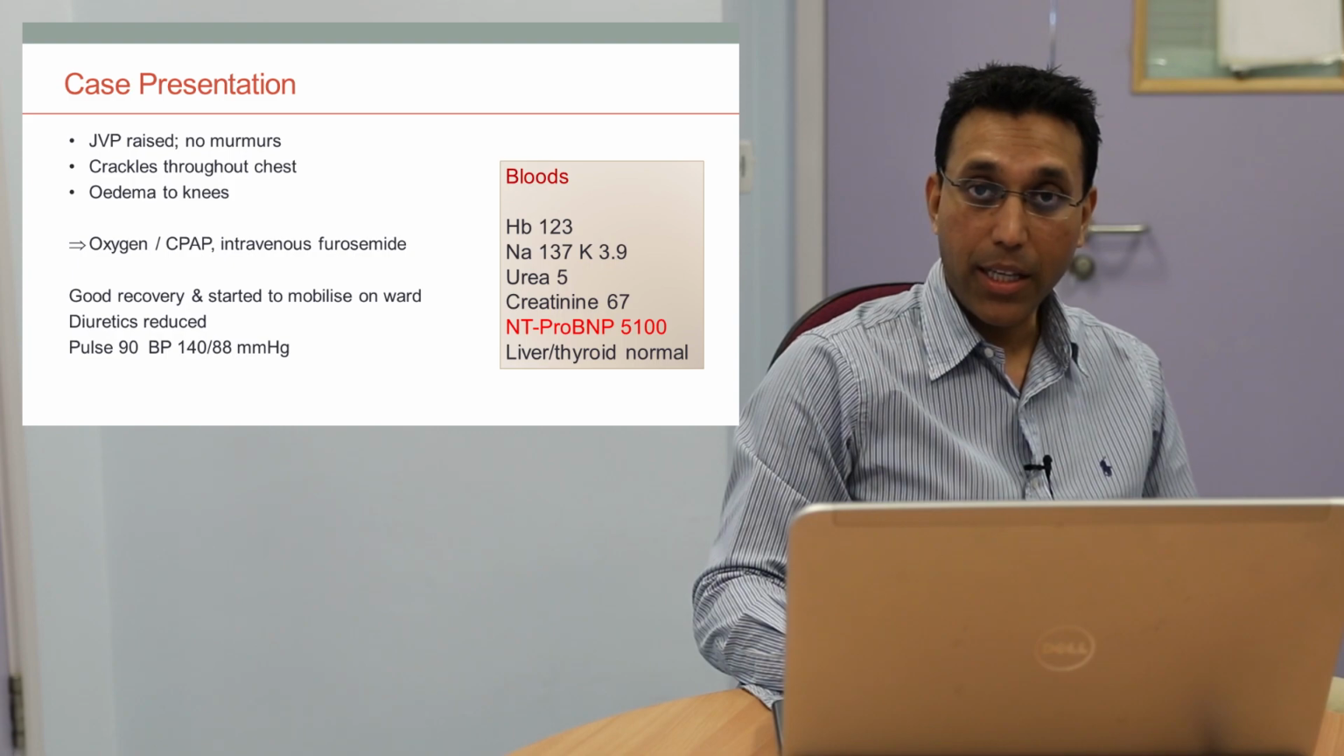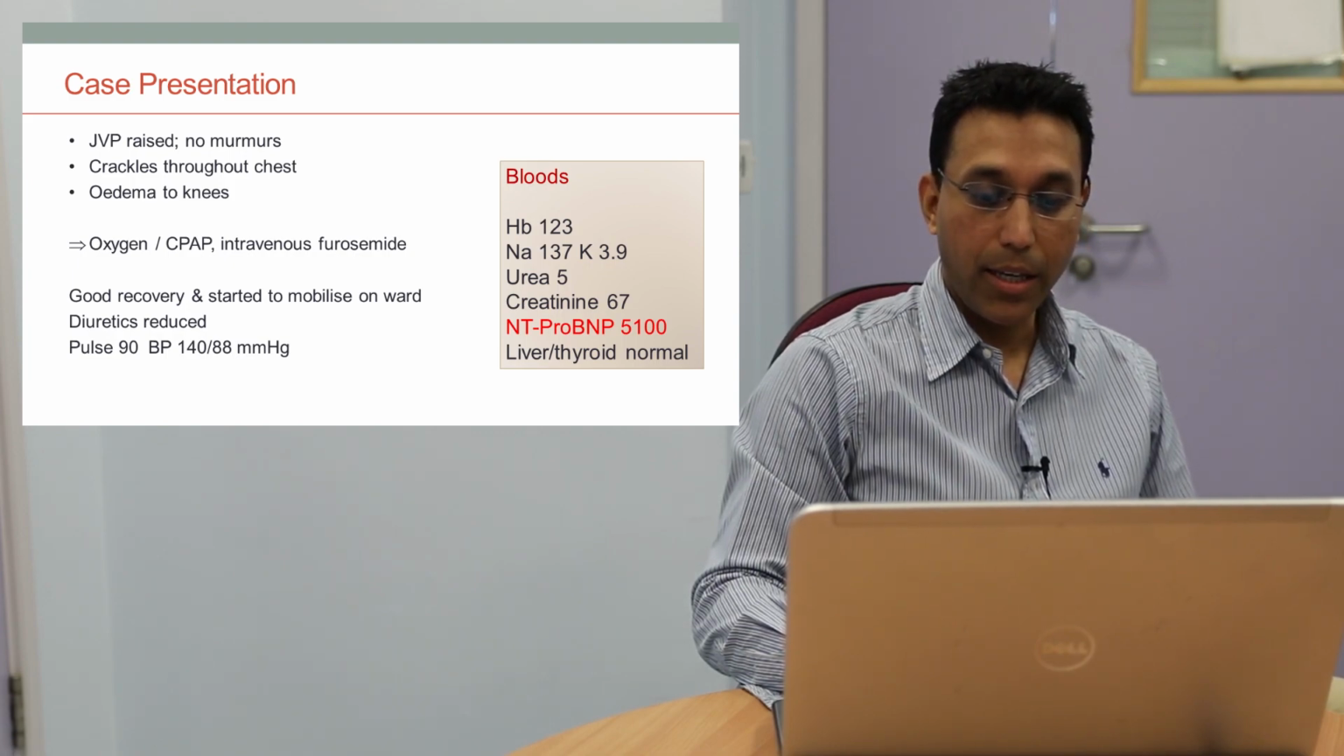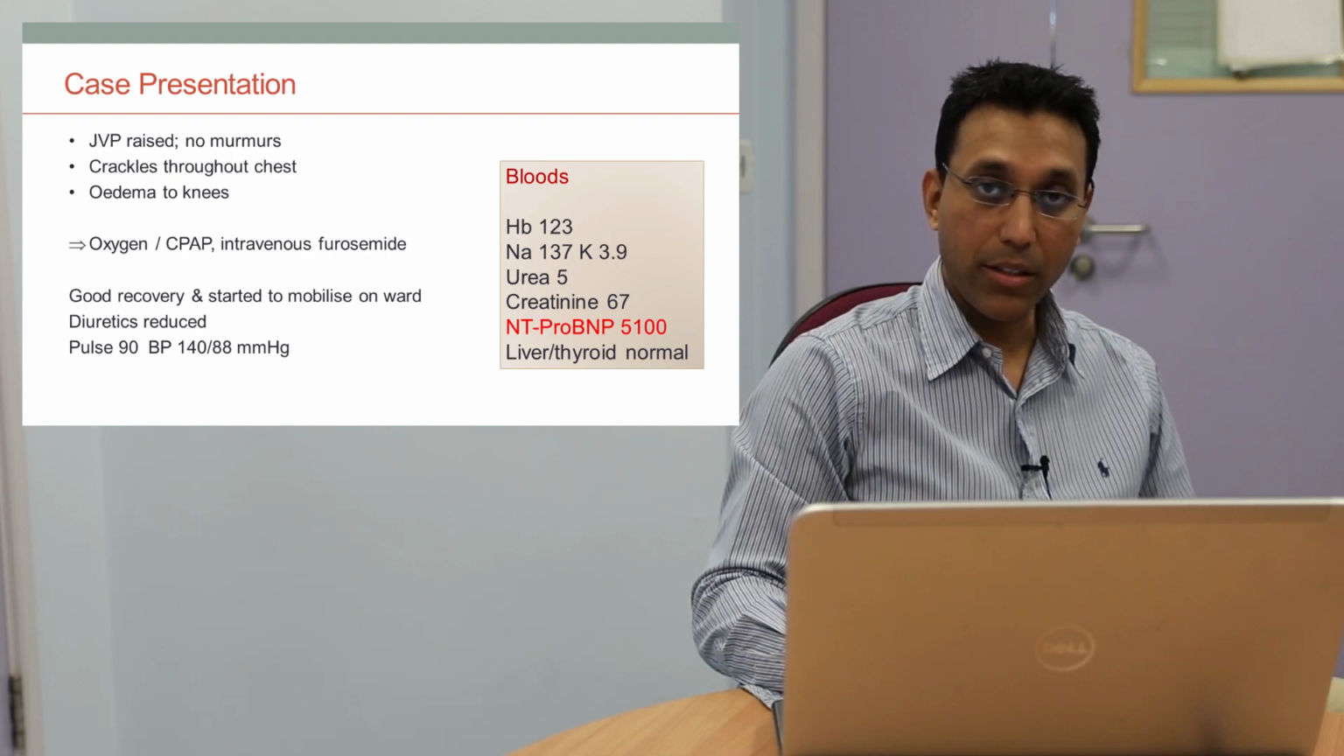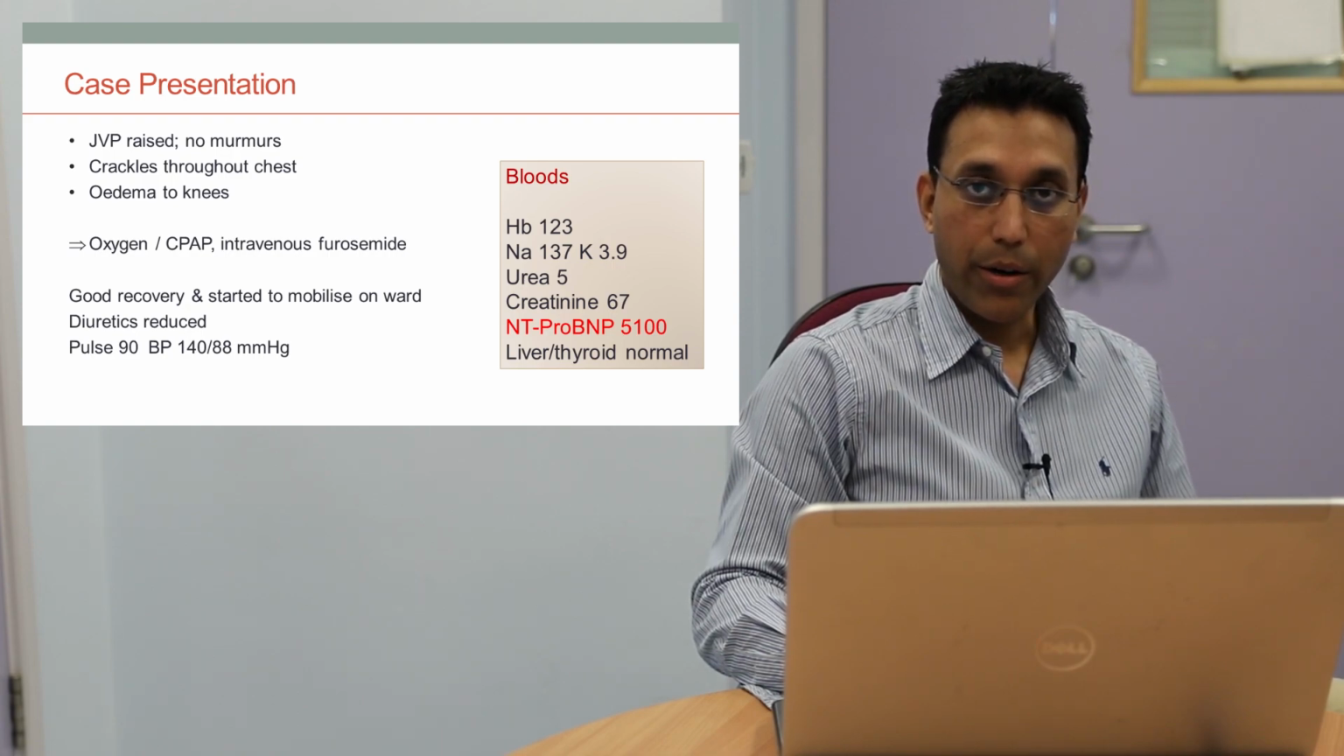In a subgroup of the Copernicus study, the median baseline NT-proBNP concentration was just over 1,700, and all-cause mortality at 1 year was significantly higher at 22% for patients with plasma NT-proBNP levels above the median compared to those below the median, where it was only 7%.